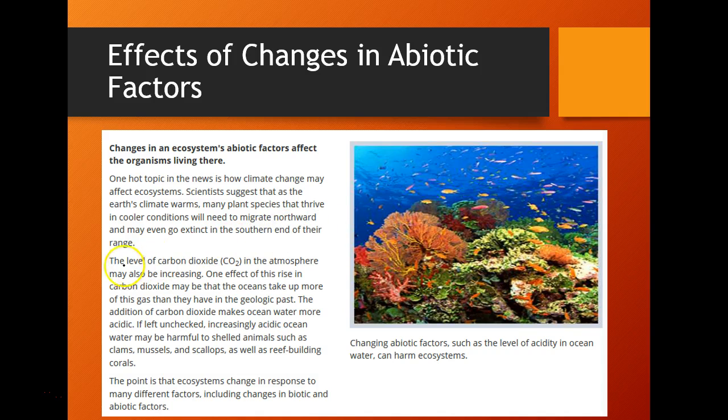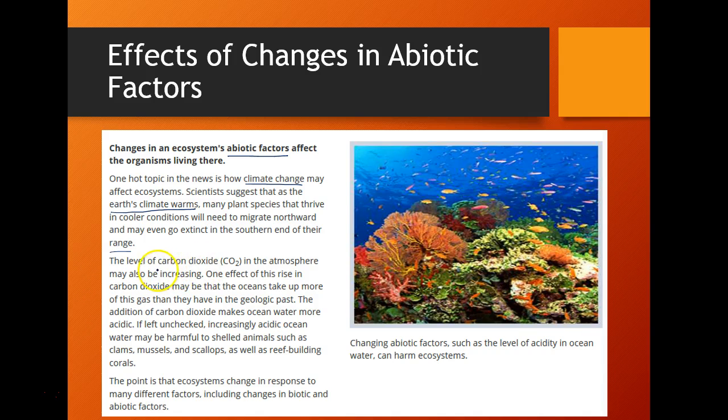So every ecosystem doesn't stay the same forever. There are definitely changes, and specifically changes in the abiotic factors. I'm sure a lot of you guys have heard about climate change and how that's a really hot topic right now. For example, scientists suggest that the Earth's climate is getting warmer and warmer, and that's dangerous because species that thrive in cooler conditions will need to migrate northward and may even go extinct in the southern end of the range. So obviously that's going to change the makeup of that ecosystem.